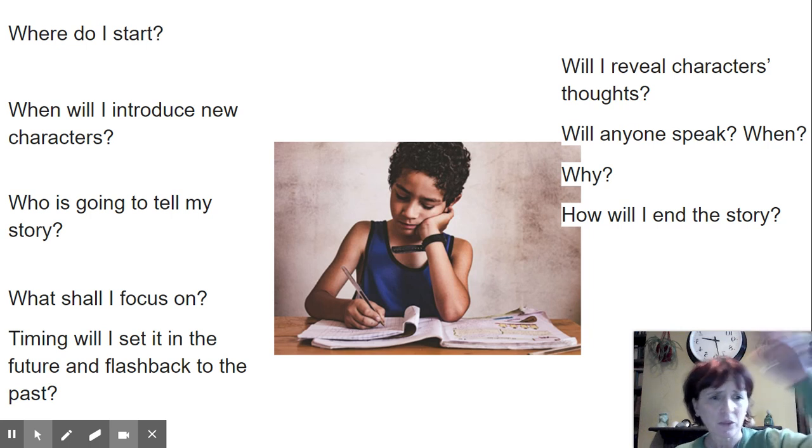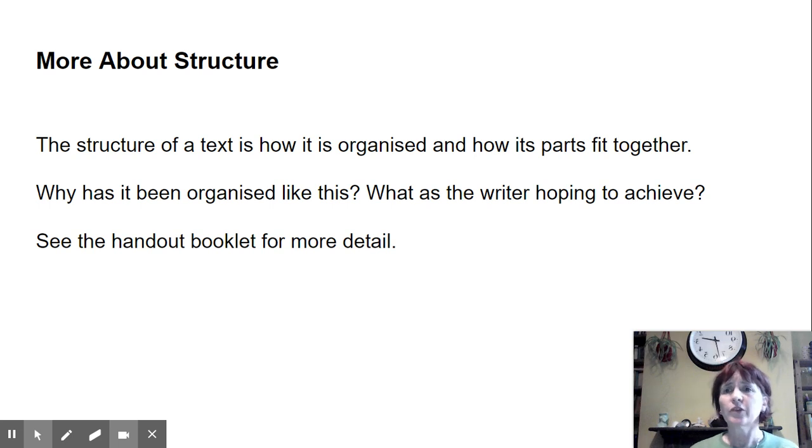Will it be the same? Will I do a nice circular structure so it's the same as the beginning? Or am I going to end somewhere quite different, as we just did in When Did You Last See Your Father? So the structure of a text is how it's organized and how its parts fit together.